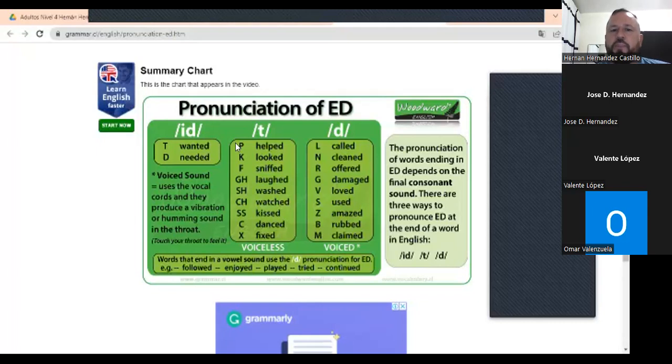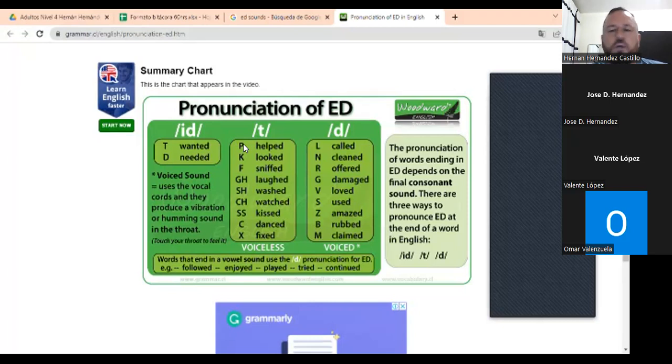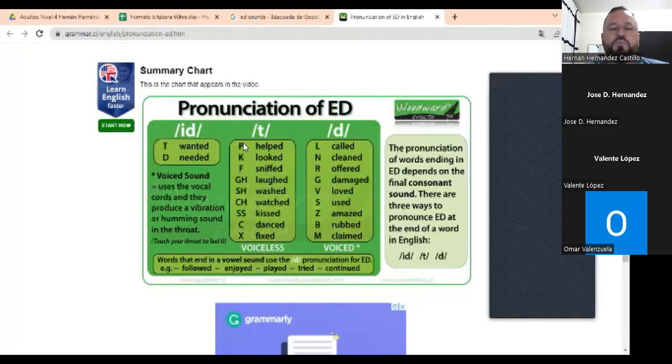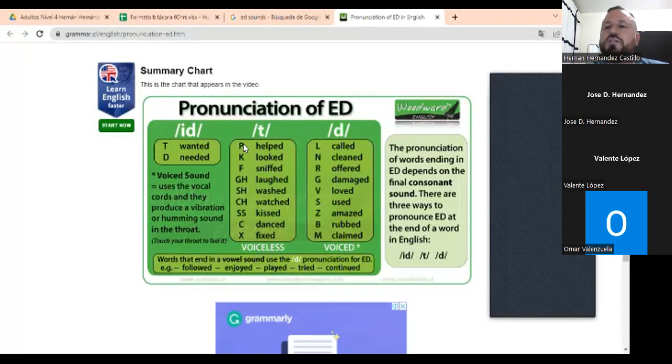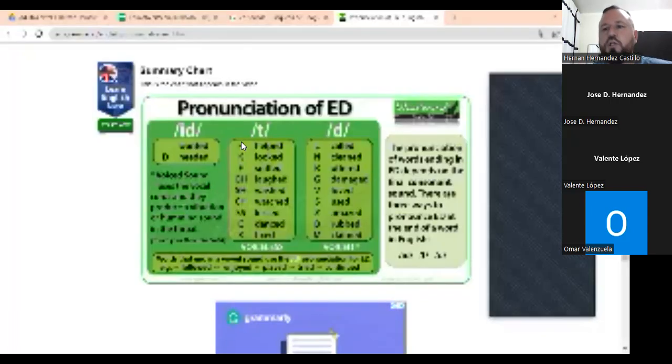Okay, listen here. Help, instead of saying helped with an ed sound, the ED will sound like a T. So the pronunciation is helped. Notice that I don't say helped with an ed. Okay, this is very important. The correct pronunciation is helped. The next one, looked. Notice that I have the K and the T, looked. Okay, not looked with an ed. Be careful with those.